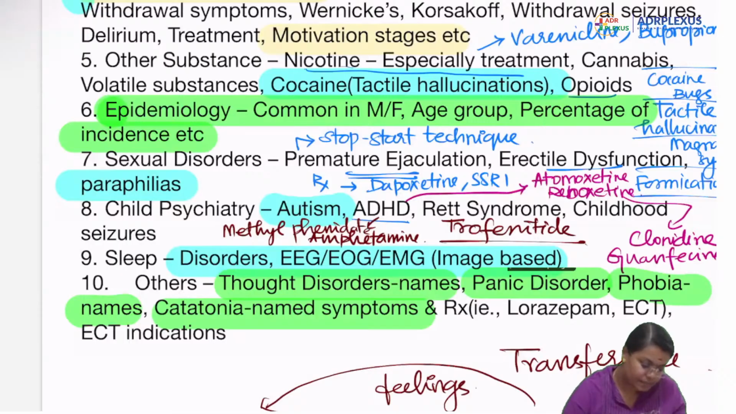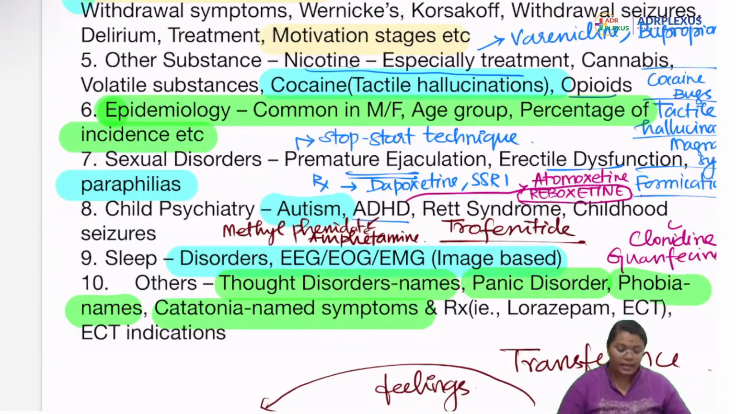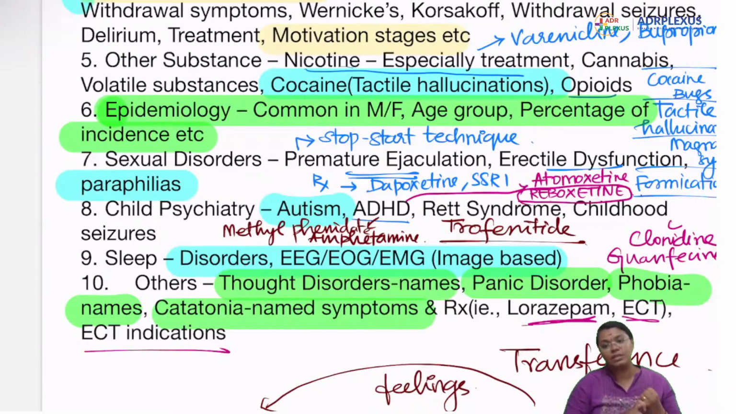Atomoxetine, reboxetine was a question. Okay, right. For catatonia, the treatment is IV lorazepam or ECT, which has better treatment response and good prognosis. Other ECT indications: severe suicidal ideation, resistant schizophrenia, resistant depression, catatonia, and postpartum psychosis.